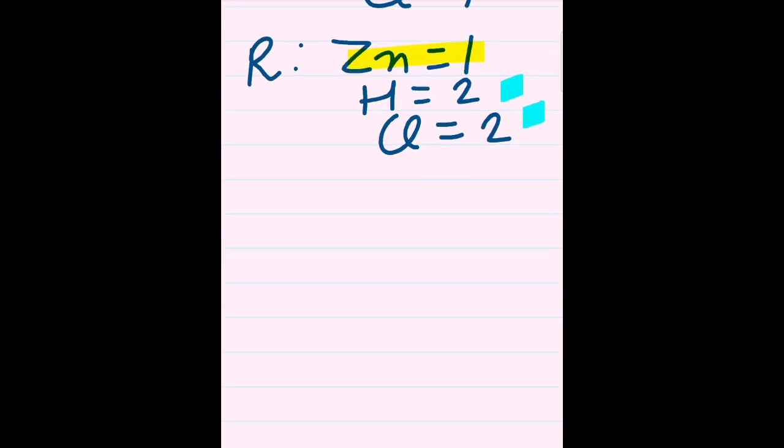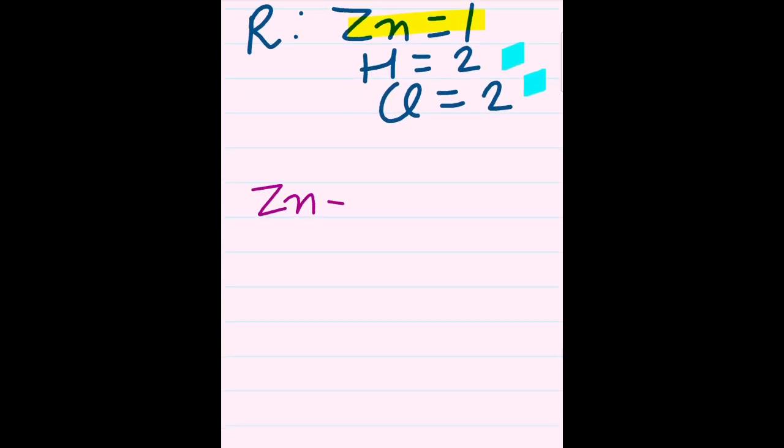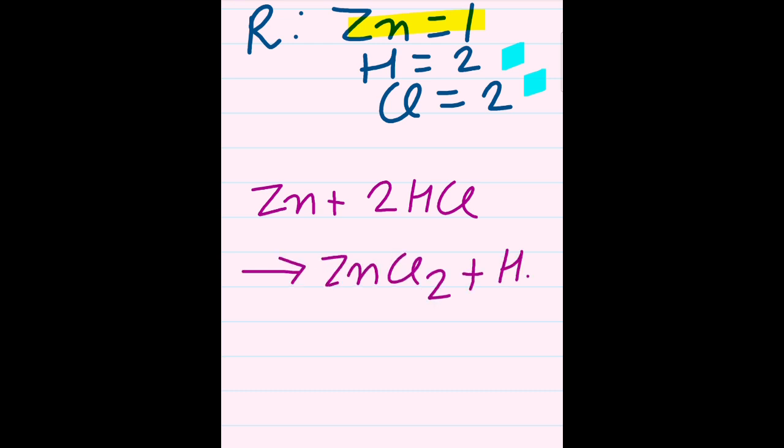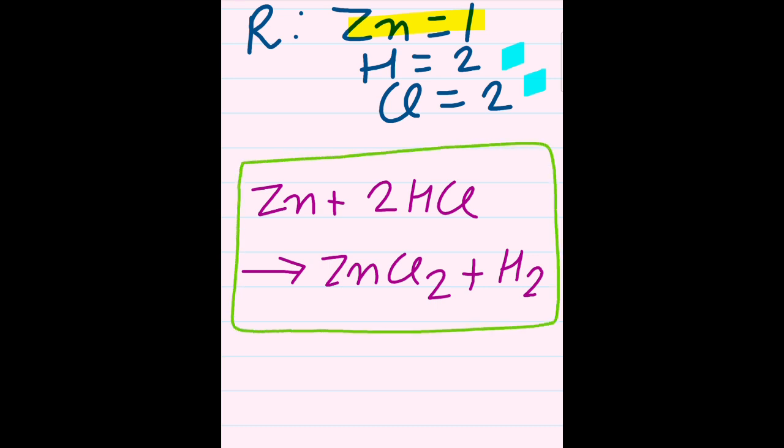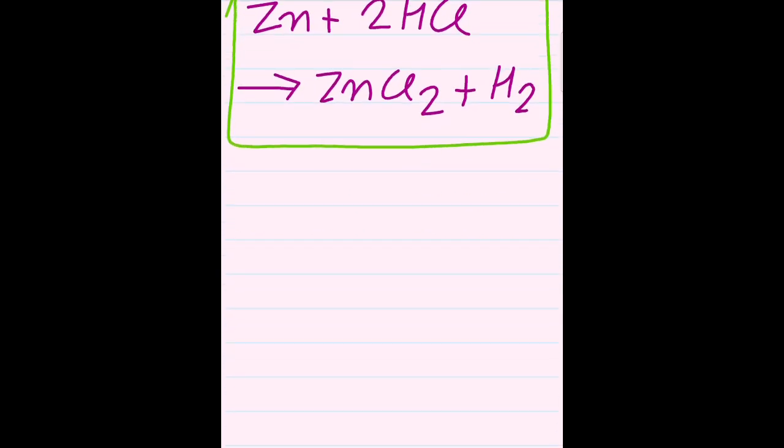So the final equation becomes Zn plus 2HCl forms ZnCl2 plus H2. 1 zinc on right, 1 zinc on left, 2 hydrogens on left, 2 on right, and 2 chlorine on left and 2 on right. So the equation is now balanced. This is the correct and final equation. So in this video we learned how to balance equations and why equations are balanced.